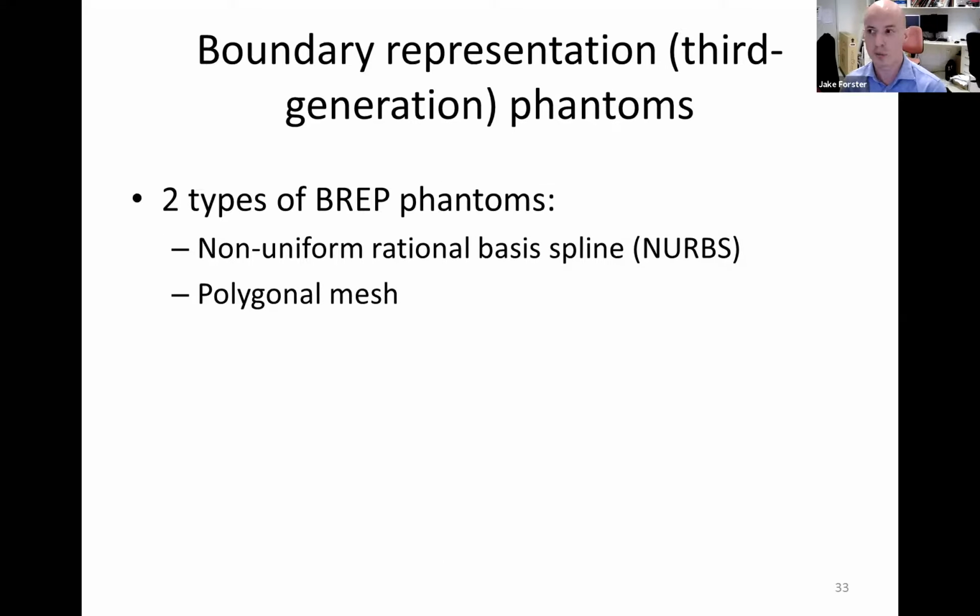In the last 20 years, though, we've had a different kind of phantom. All of those phantoms were based on geometric primitives. But in the last 20 years, we've had a new generation of phantoms called boundary representation phantoms. There are really 2 types. One is non-uniform rational basis spline, or NURBS phantoms, and the other is polygonal meshes. But collectively, we'll just call them boundary representation phantoms.